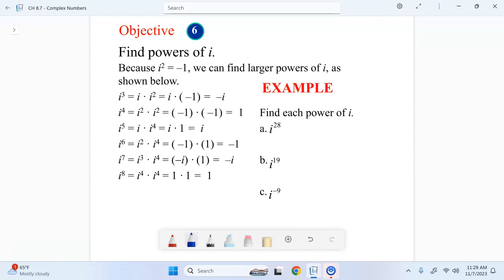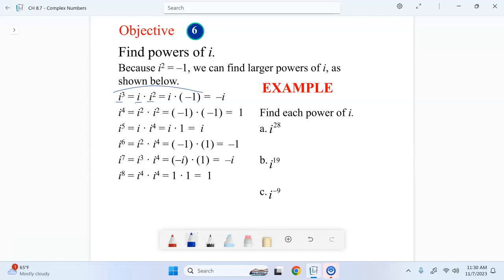And it repeats. So if we break apart i to the third, we can write it as i times i squared. Well, i squared equals negative 1. So when I multiply i by negative 1, I just get negative i. So i to the third equals negative i.